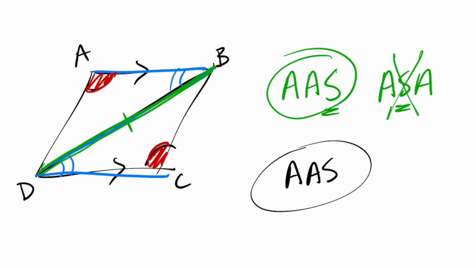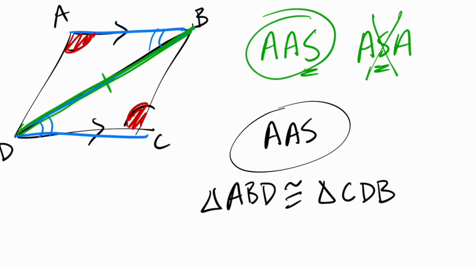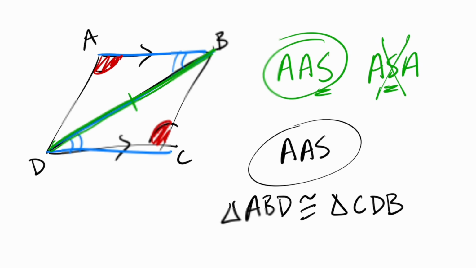So again, I would say triangle ABD is congruent to triangle CDB. And again, you want to make sure you're matching up your angles correctly there too, but that's for another video.